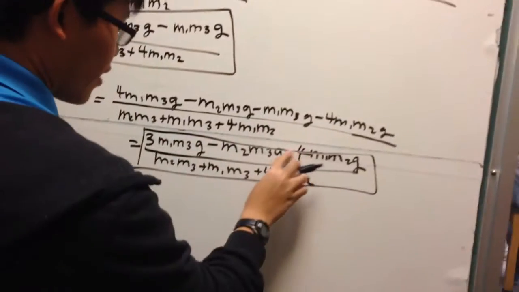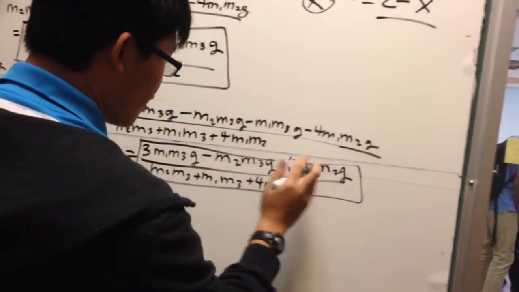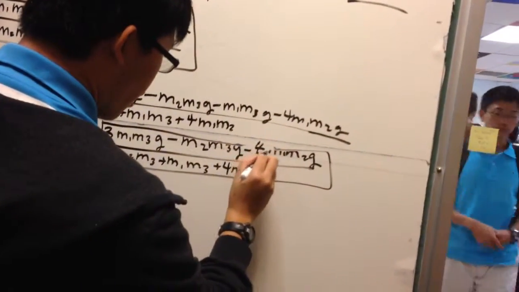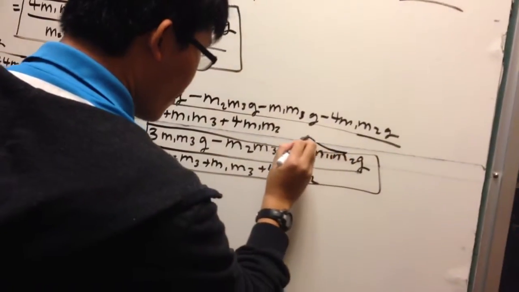Whoops, it kind of kills out a little. It's like a negative 4, minus 4.